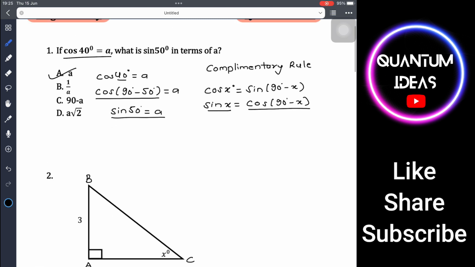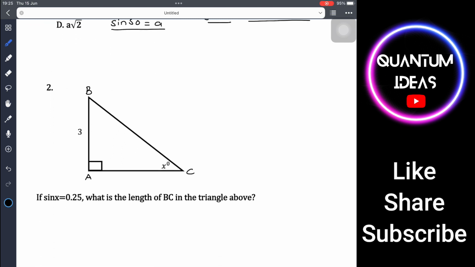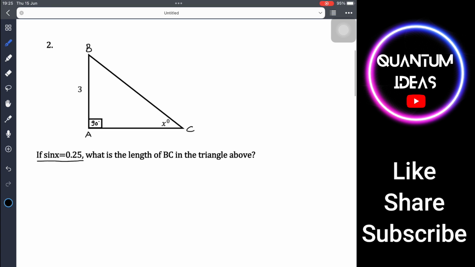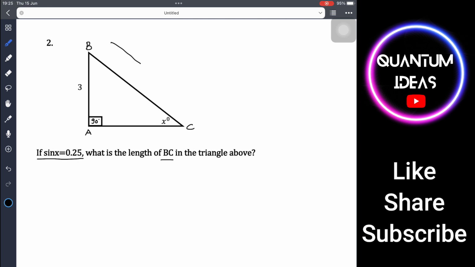Since we are solving problems related to trigonometry, we have to mostly use the Pythagoras theorem also. Let's see here. We are given a right angle triangle ABC, where A is 90 degree. The question says, if sine x is equal to 0.25, what is the length of BC in the triangle above?